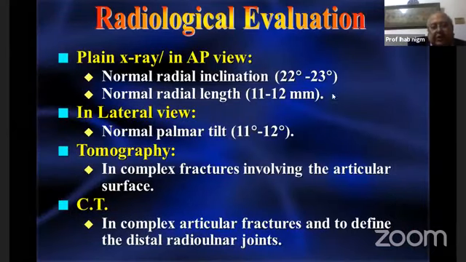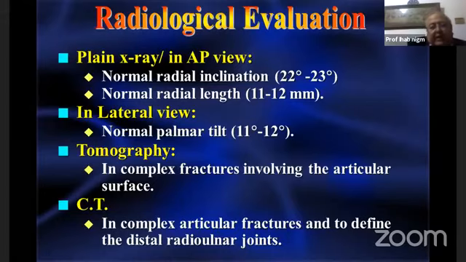Radiological evaluation. In AP view, plain X-ray, the normal radial inclination is 22 to 23 degrees. The normal radial length is 11 to 12 millimeter. In the lateral view, the normal palmar tilt is 11 to 12 degrees.